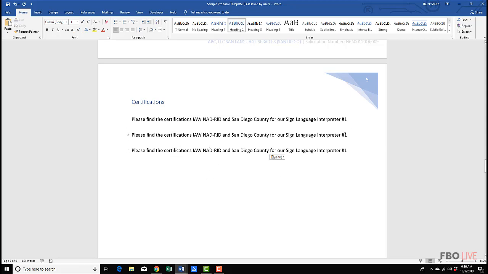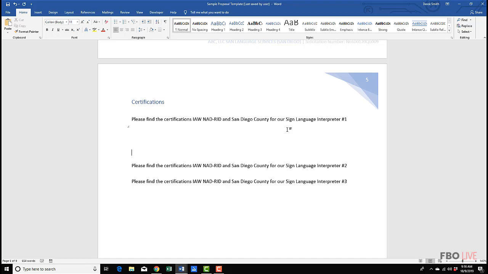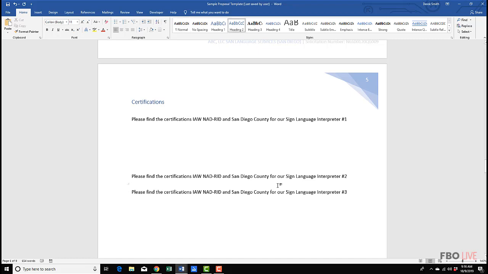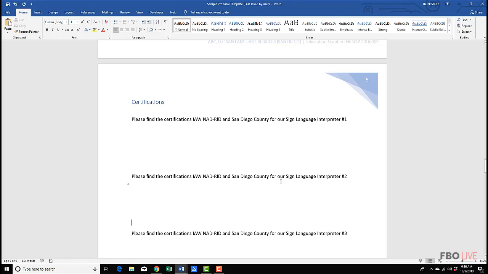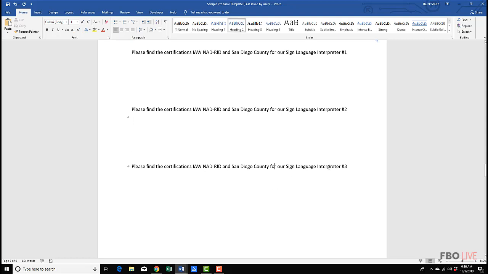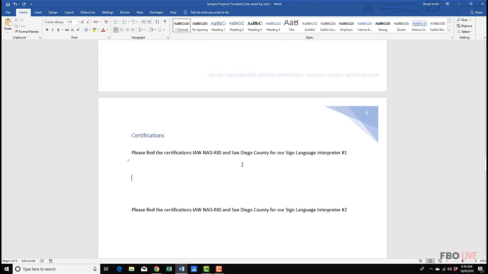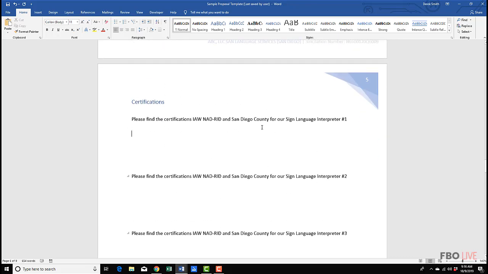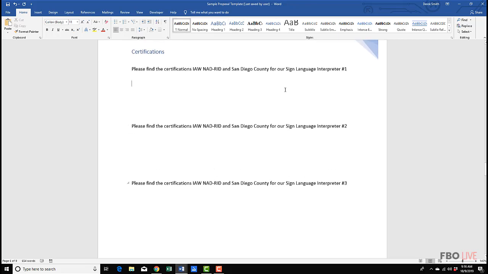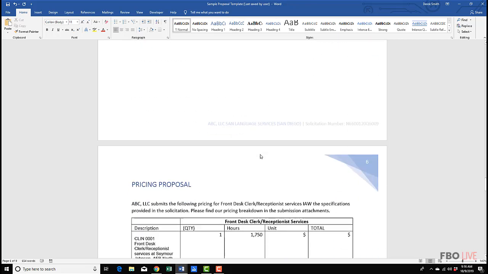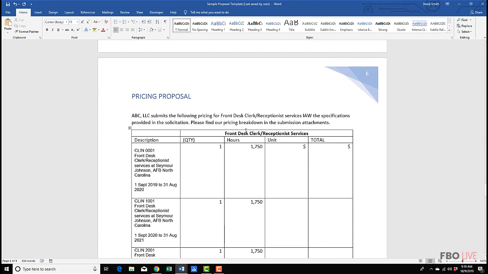Okay, cool. Yep. So you do that for the certifications. You'll just add spaces for that. You can fill out both of the interpreter certifications for each of the interpreter candidates. People, you know what I'm talking about, right? For each of the interpreters, individual interpreters. And lastly, we have the pricing proposal here.